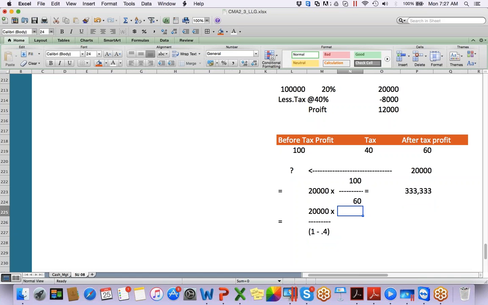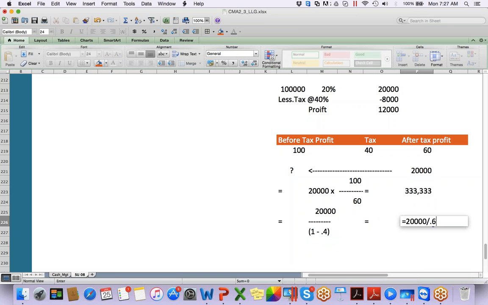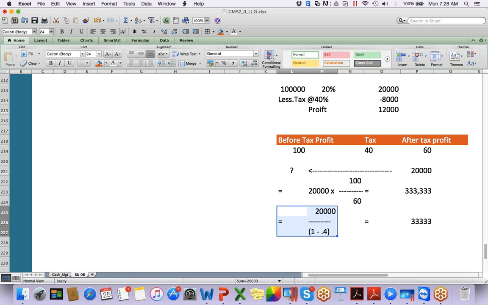Okay. And what about this calculation which I gave you here? 1 minus t. Yeah, calculate please. 20,000 divided by 0.6. 0.6, that is 1 minus 0.4. Okay. What is the answer? You are getting the same or not? 33,330, right? So better use this formula.